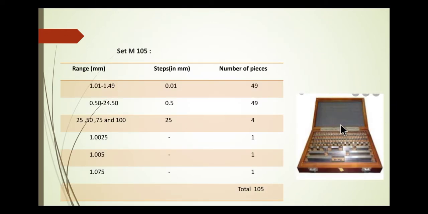Here is the set of M105. It has a range in mm from 1.01 to 1.49, with steps of 0.01, and the number of pieces required is 49. Then 0.50 to 24.50, with steps in mm of 0.5, and the number of pieces required is 49. So these are the ranges, steps and number of pieces required.